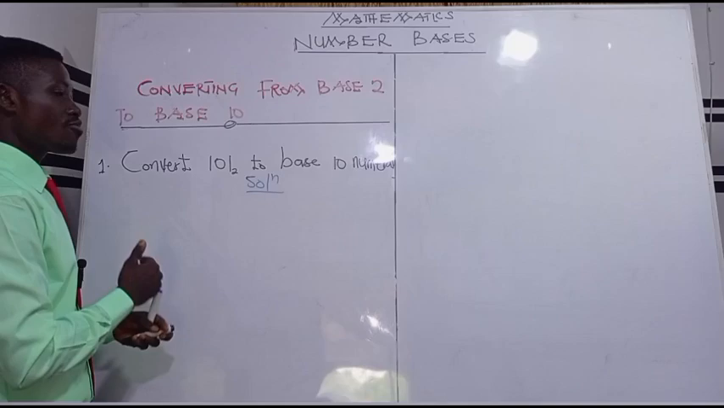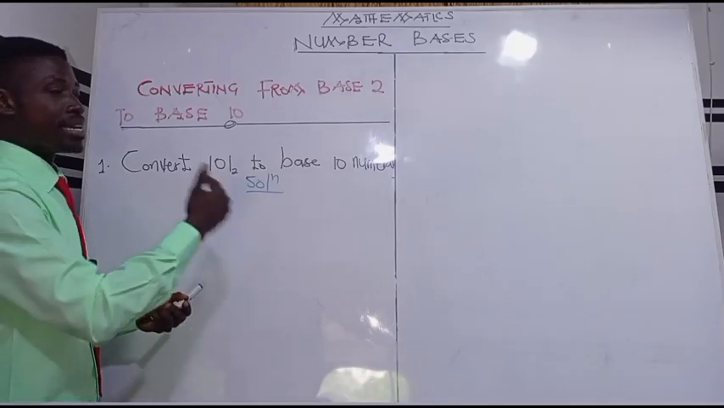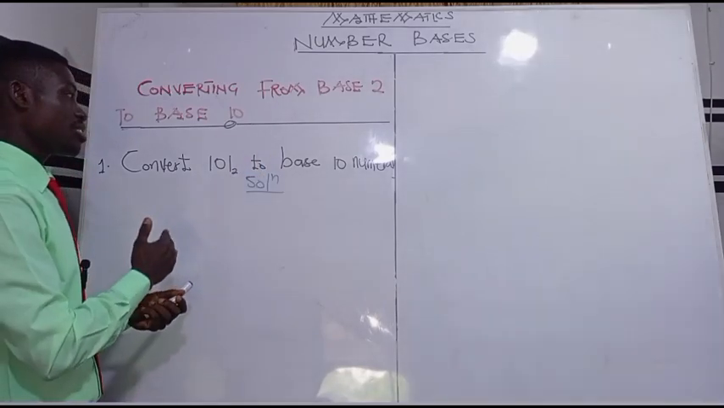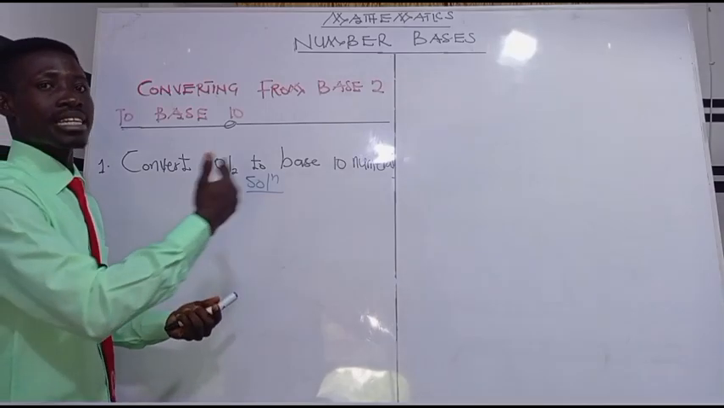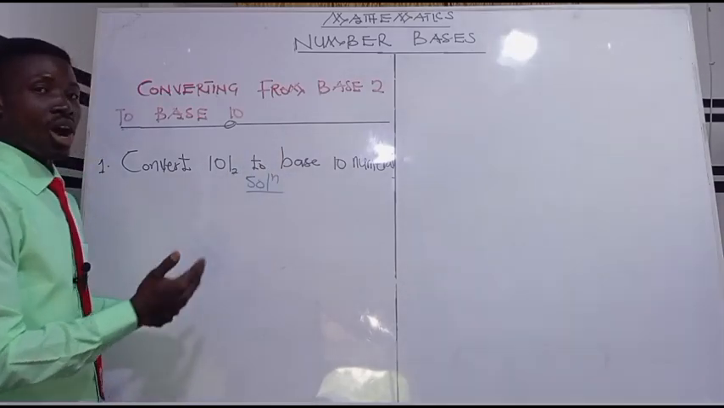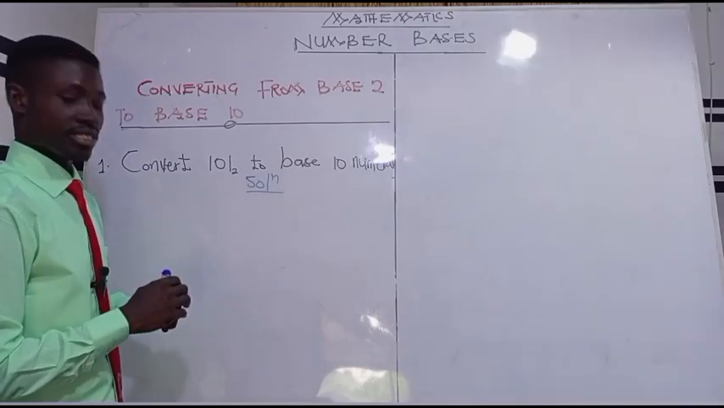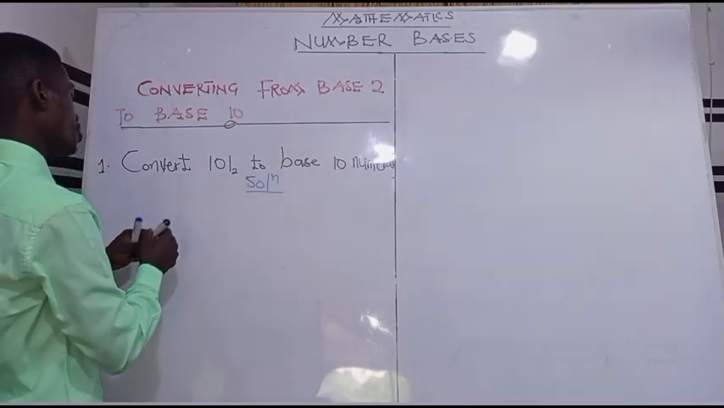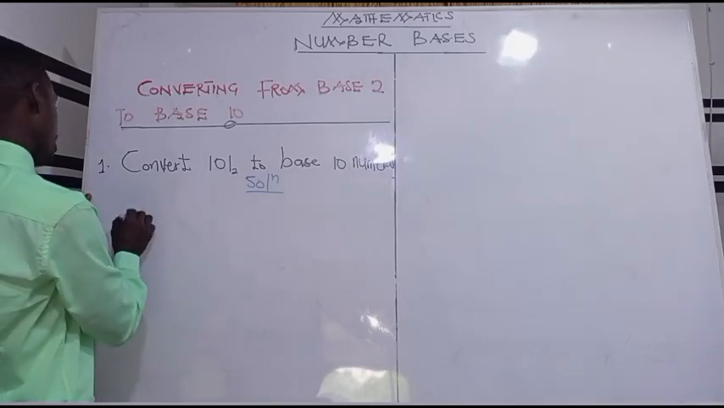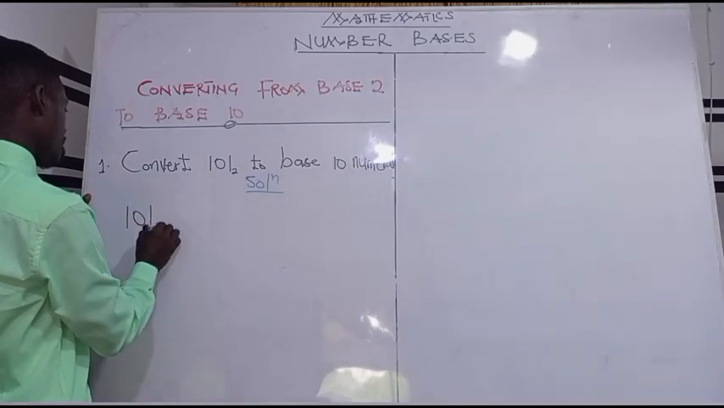Now in converting from base 2 to a base 10 numeral, or converting from other bases to base 10 numeral, now this is how we are going to do it. Just follow the steps and it is very, very simple. So first we are going to write down the number 101 base 2.